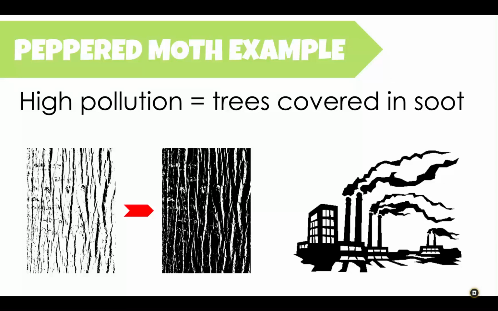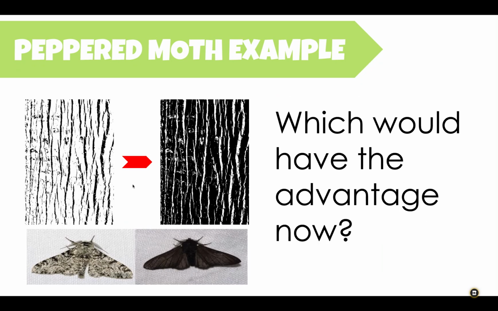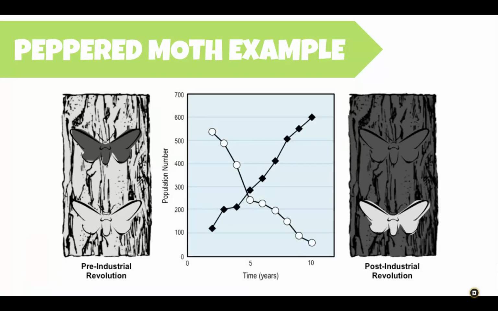So those light covered birch trees got covered in the soot. Again, we had variation in the color of the moths, but now their environment has changed. Originally the trees that they lived on were light colored, but now the trees they live on are dark colored. So this leads us to think, now that the environment has changed, which of the two moths is going to have the advantage? Originally the light white peppery colored moth had the advantage, but now the dark colored moth has the advantage. And so this is going to lead to evolution in these moths.